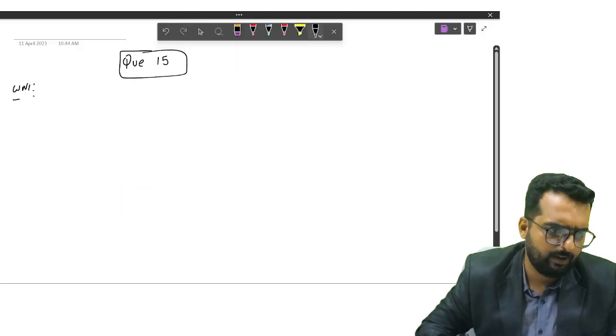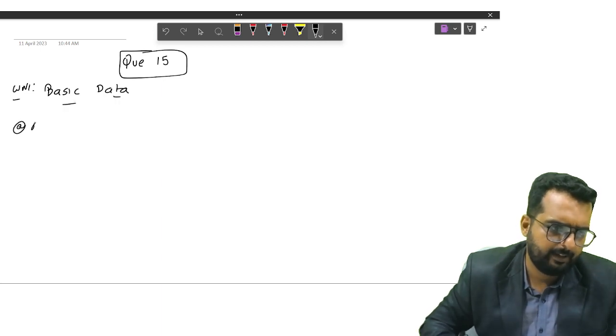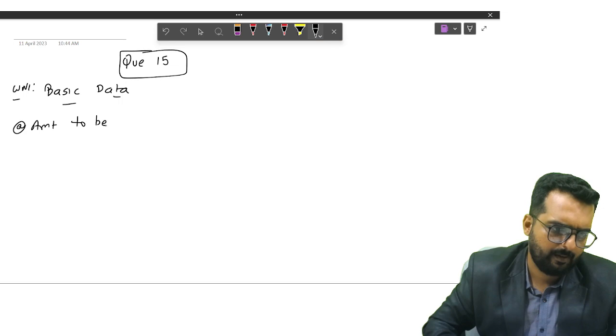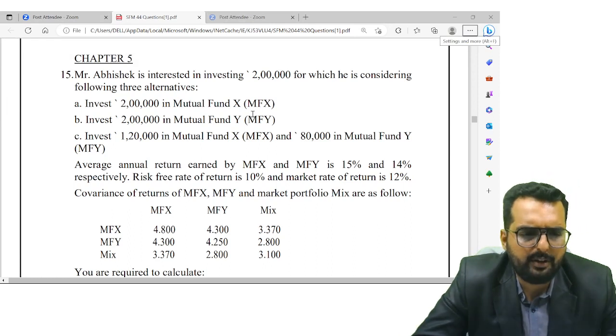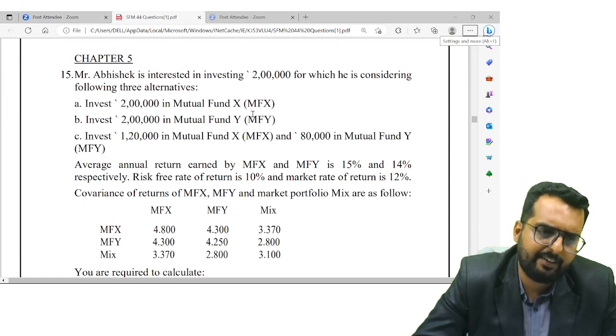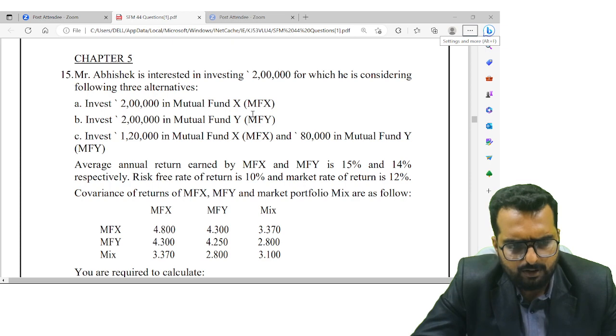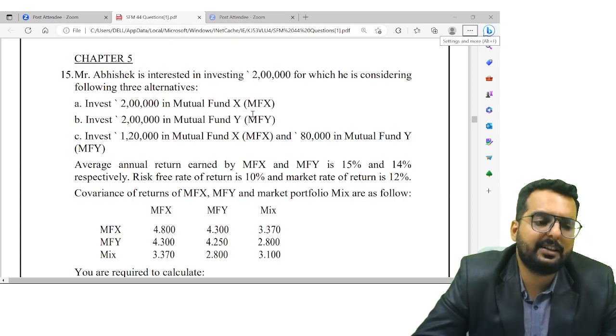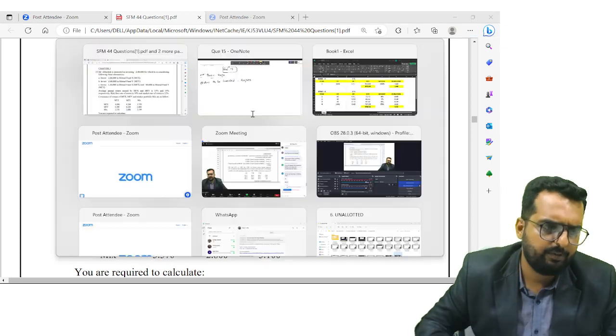So I'll write down working note number 1, basic data. Amount to be invested is how much? 2 lakhs. He can put this money in either mutual fund X alone or Y alone, or 1 lakh 20 in X and 80,000 in Y. The return of X is 15%.